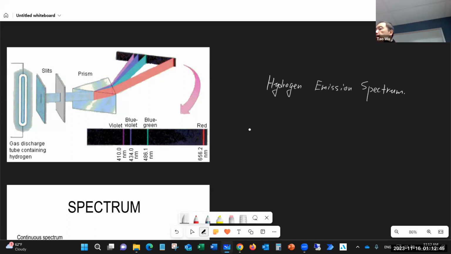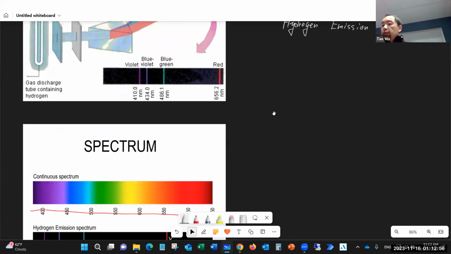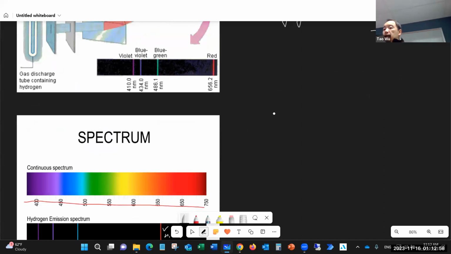Hydrogen emission spectrum. So generally, what is the spectrum? Spectrum is just a wavelength with a broad range. Then this is what we call the spectrum. If you're looking at sunlight, this is the spectrum that the sunlight gives to us, which is a continuous spectrum. You can see the whole range of color from red to violet, right?